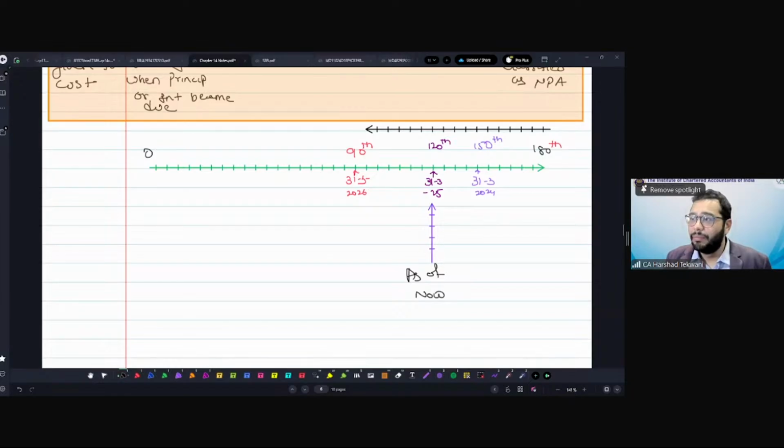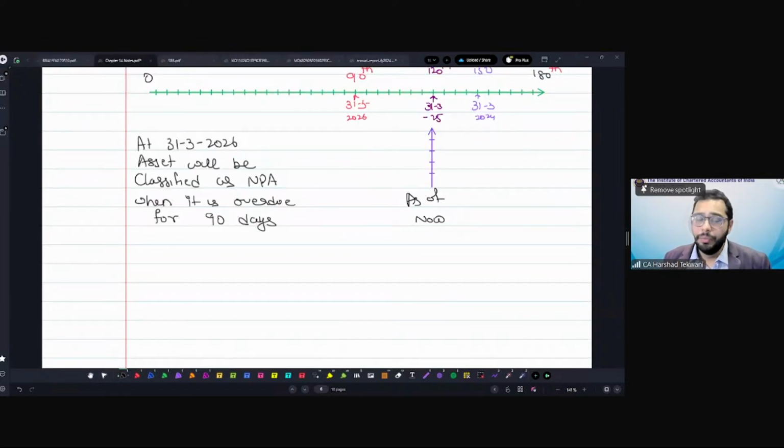Clear with this? Yes or no? No? Any doubts? Yes? Anything? Did you not get anything? Write in comments so that I can understand whether you are getting the things or not. Otherwise, it's just one way I'm providing you the details, and I'm not able to understand whether you are getting it or not.